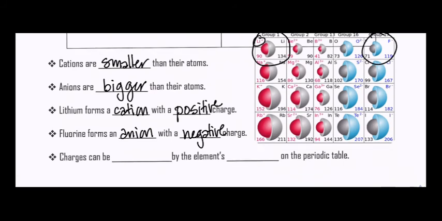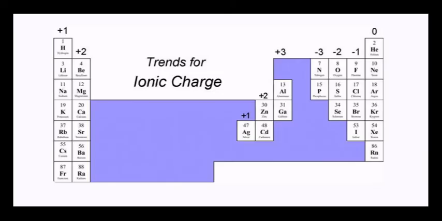Charges can be determined by the element's column, or sometimes we call it family, on the periodic table. Here's a picture of the periodic table and the two different parts, and you can see things on the left side of the periodic table have a positive charge, and the things on the right side tend to have a negative charge if they're an ion.